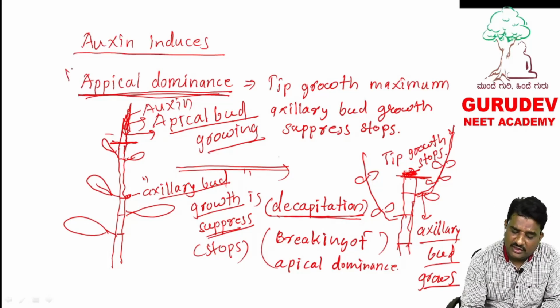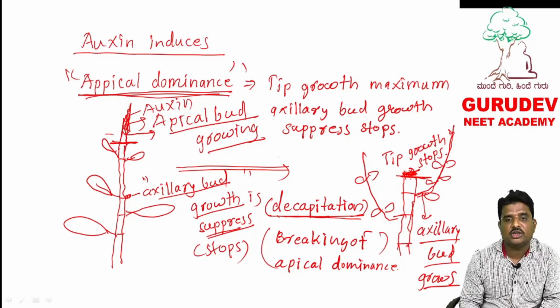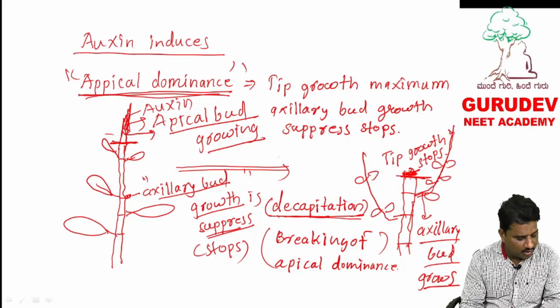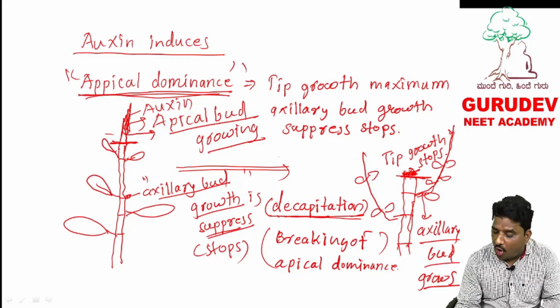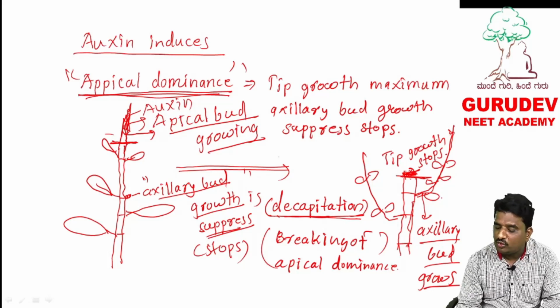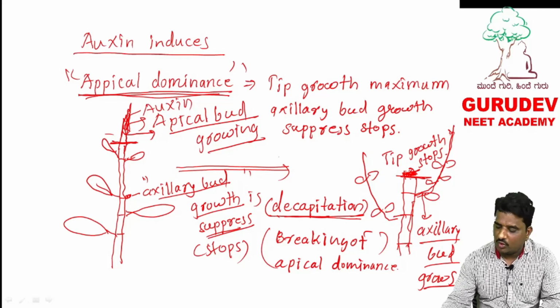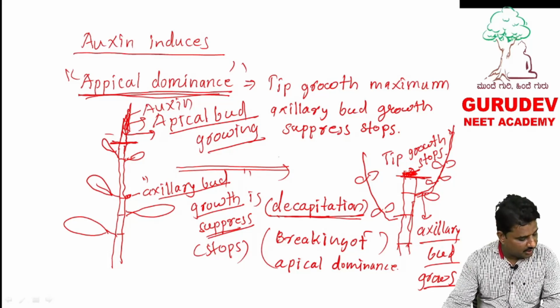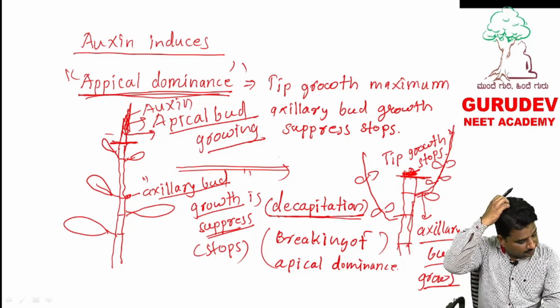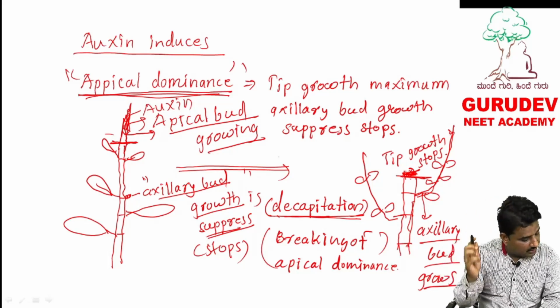So apical dominance is induced by which hormone? Auxin hormone. And that is removed. When you remove the tip, the auxin goes into the axillary bud, and the axillary bud will develop and form a shoot system. This is called the breaking of apical dominance, generally decapitation, where the lateral bud grows.